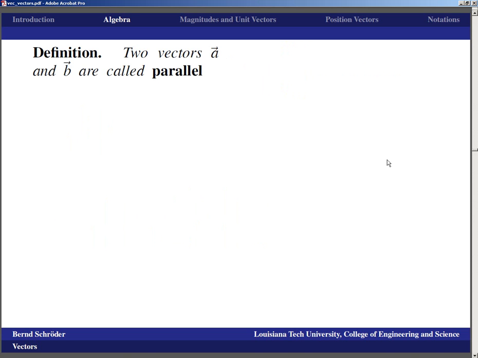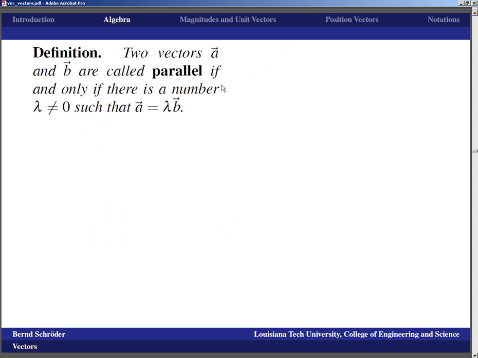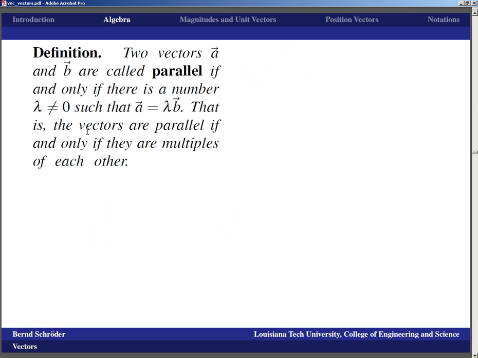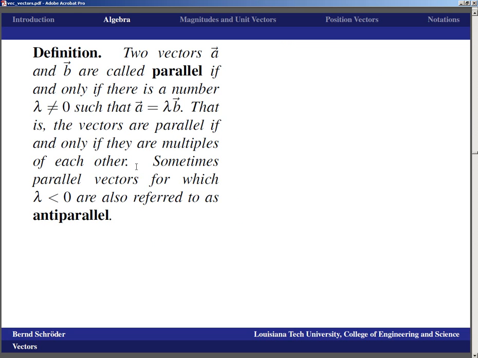All right, what else do we have? Well, we can talk about parallel vectors. Two vectors a and b are called parallel if and only if there is a number lambda not equal to 0 so that a is lambda times b. That is, the vectors are parallel if and only if they are multiples of each other.